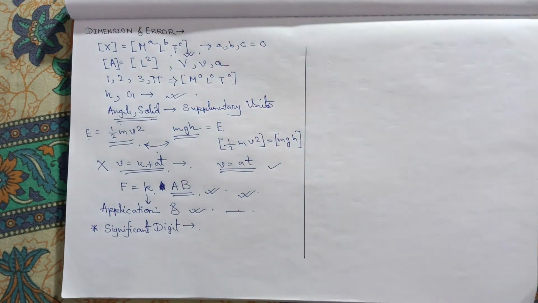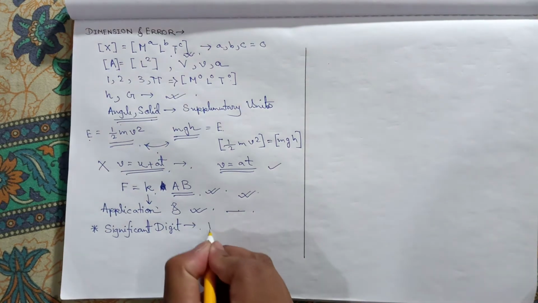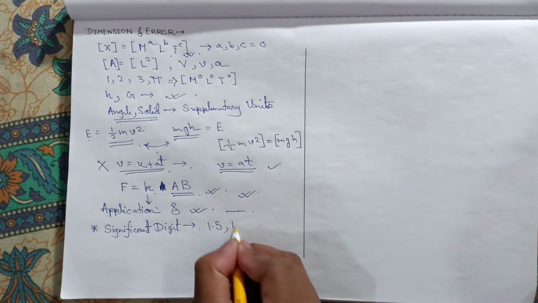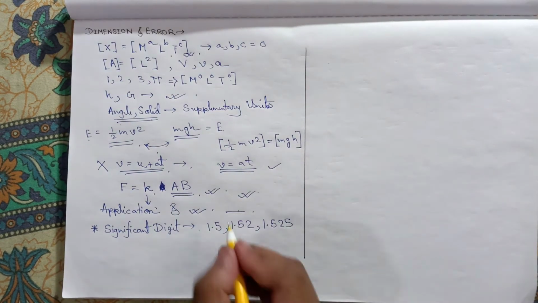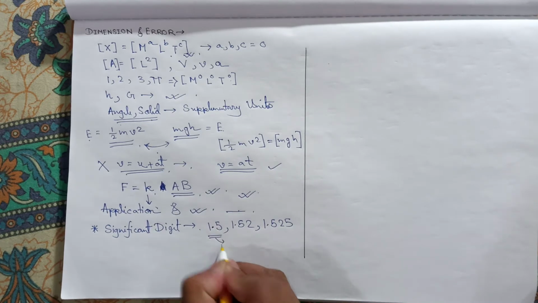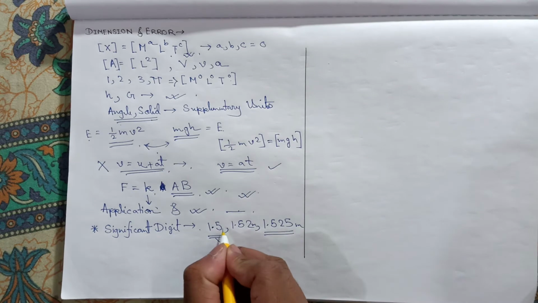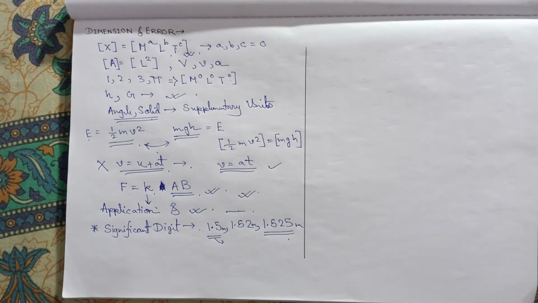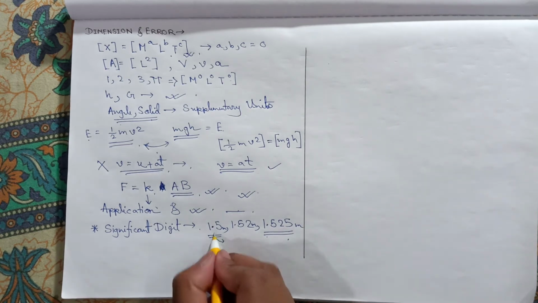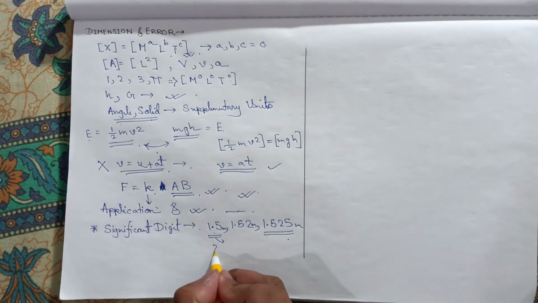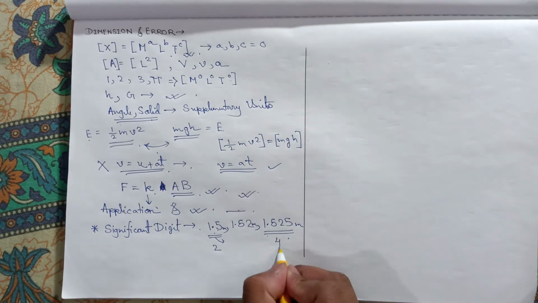So what are significant digits? The digits whose values are correctly known for a particular measurement. Suppose you are measuring your own height. You say it's 1.5 meter, your friend measures it 1.52 meter, and your mother measures it 1.525 meter. Then we can say this value is less significant than that one, so your mother is more accurate. This has 2 significant numbers and this has 4 significant numbers.